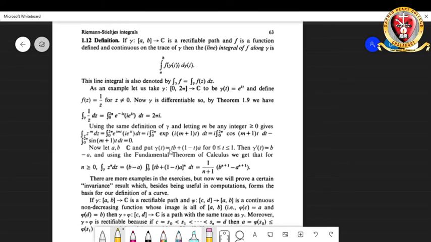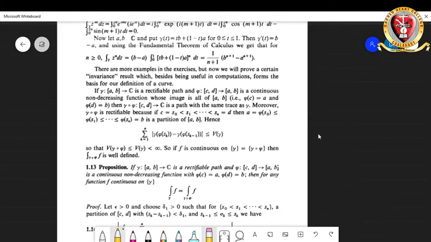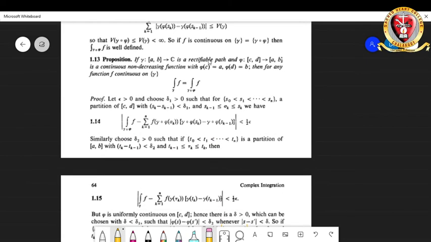So there are some basic analysis you can do in the next paragraph too. And let's move on to proposition 1.13, which says that if gamma is a rectifiable path from closed interval AB to C, and phi is a function from closed interval CD to closed interval AB, it is a continuous and non-decreasing function such that phi of C is equal to A, phi of D is equal to B.